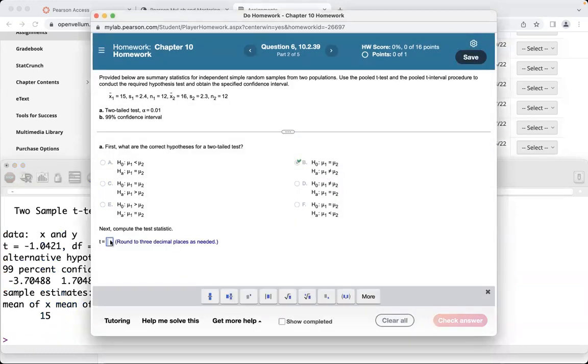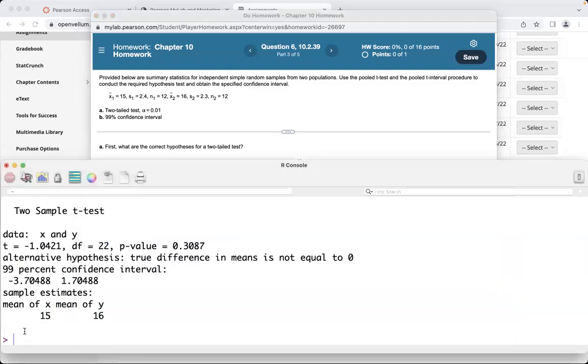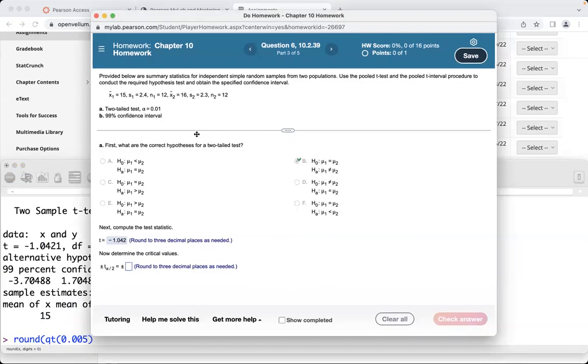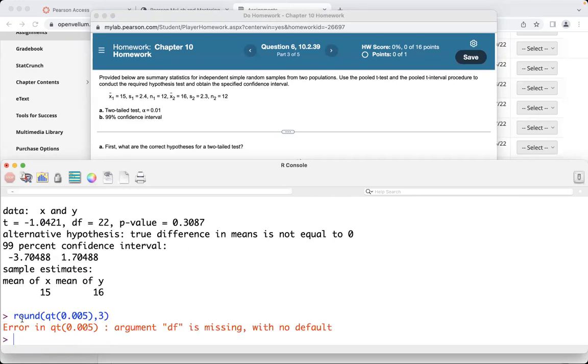That's the easy part. Next, we compute the test statistic. Actually, this is also the easy part with R: negative 1.042, rounded to 3 decimal places. And then if we wanted to find the critical values, we would use the qt function. Our alpha is 0.01, so if I take that and divide by 2, we get 0.005. I want this value rounded to 3 decimal places, and I'm going to have a negative and a positive value because it's two-tailed. Oh, I forgot the degrees of freedom. That's important. Here our degrees of freedom is going to be 22.